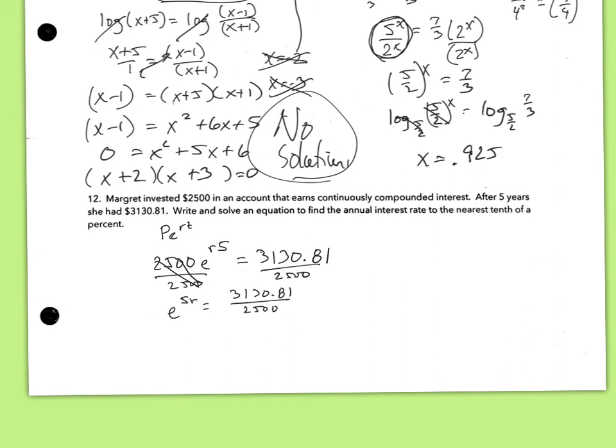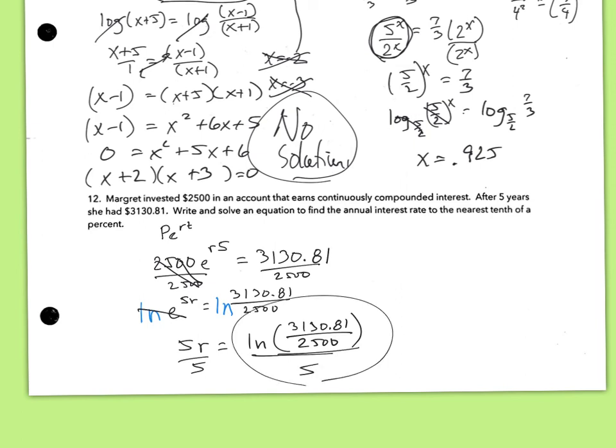Now, in order to get rid of base e, we take the natural log of both sides. I'm going to just squeeze this in here. Now this is gone. So we have 5r is equal to the natural log of this fraction, 3130.81 over 2,500. I just put it in parentheses for clarity that we are taking the natural log of the whole thing. Then we have to divide by 5. So then you have to take that entire fraction and divide by 5. This is what goes in the calculator. Now when you put it in there, you get 0.045.